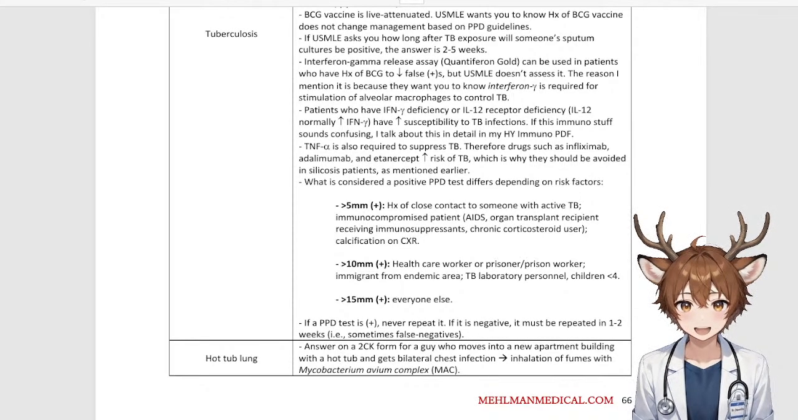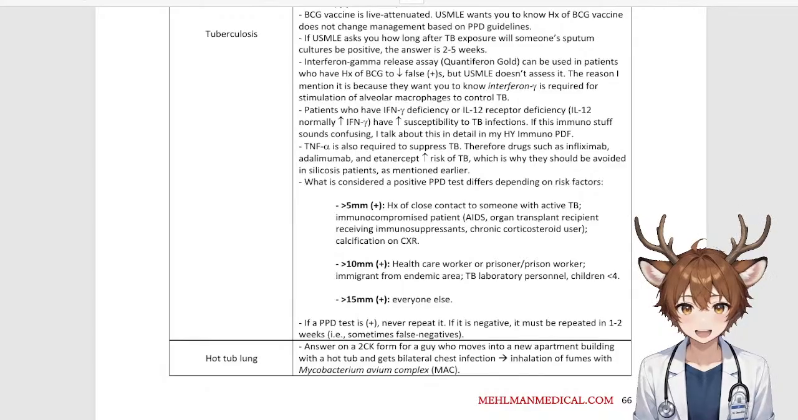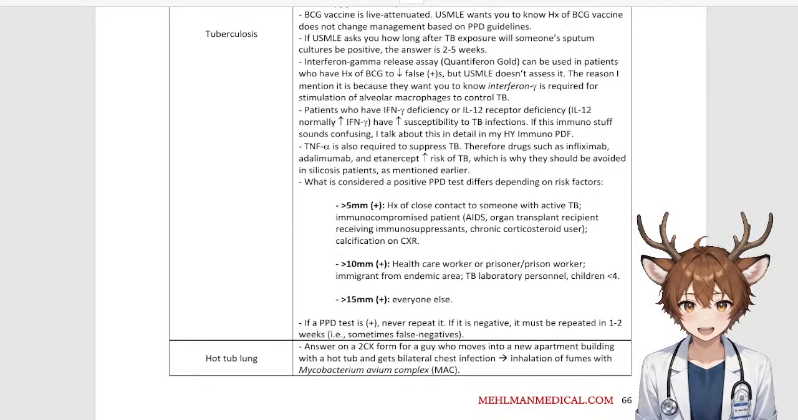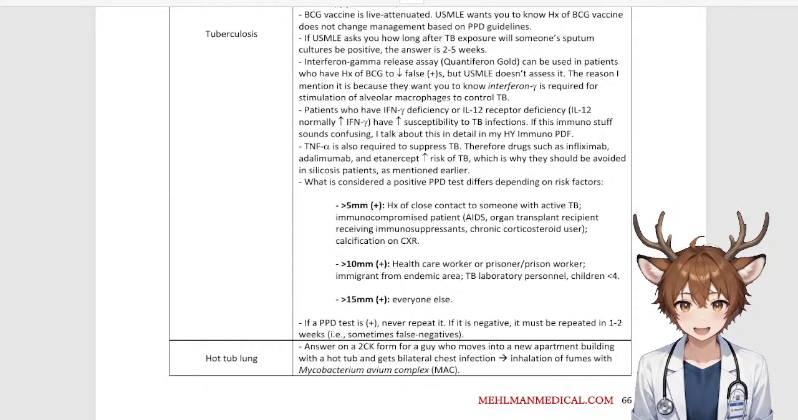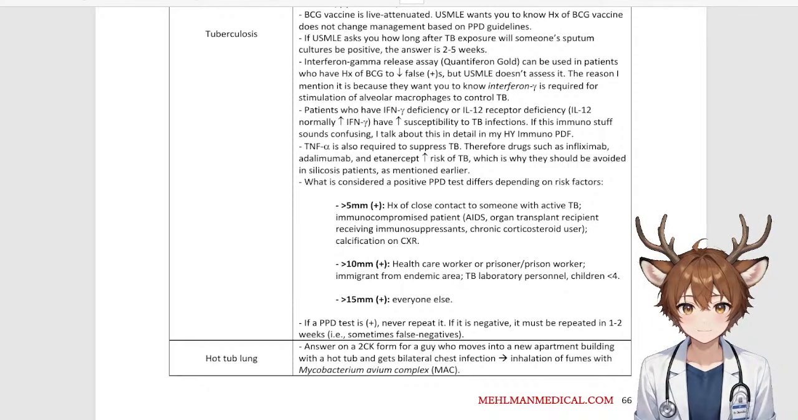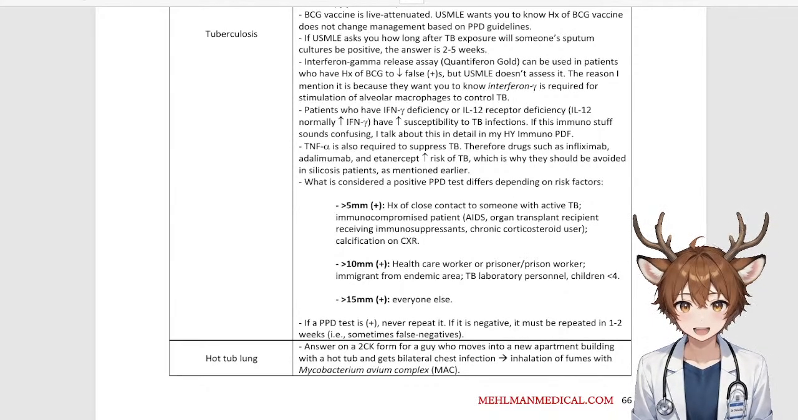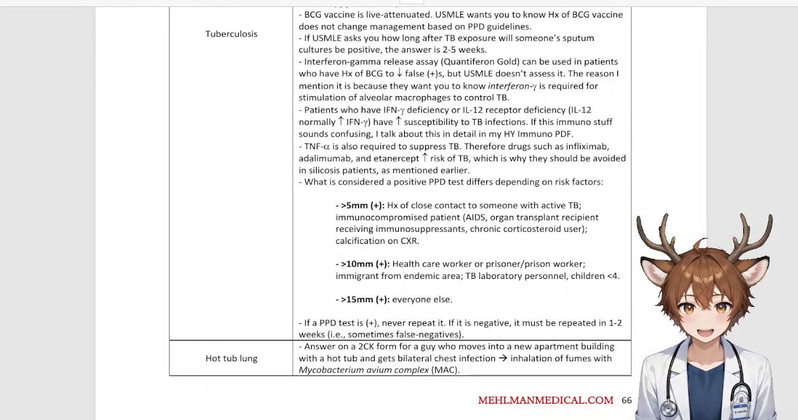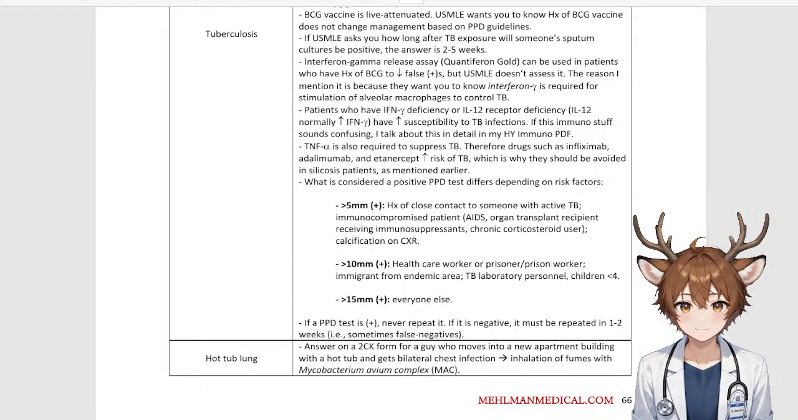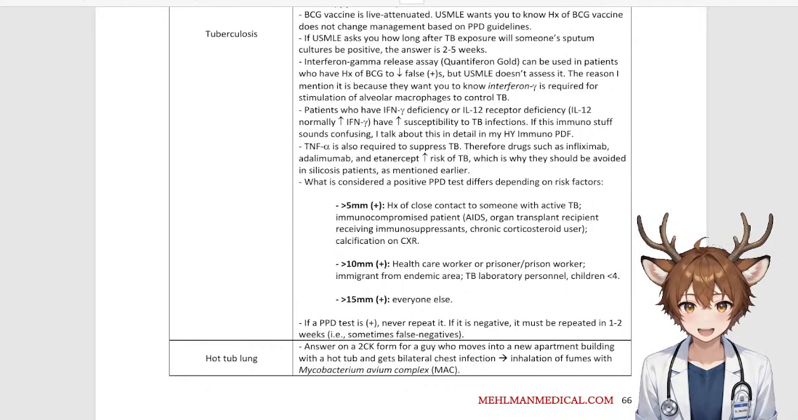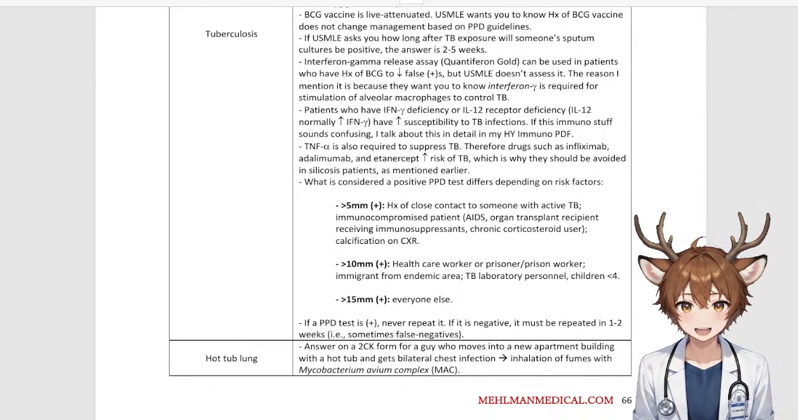TNF alpha is also required to suppress TB. So there are drugs such as infliximab, adalimumab, and etanercept that increase the risk of TB, which is why they should be avoided in silicosis patients, as mentioned earlier. What is considered a positive PPD test differs depending on the risk factors.